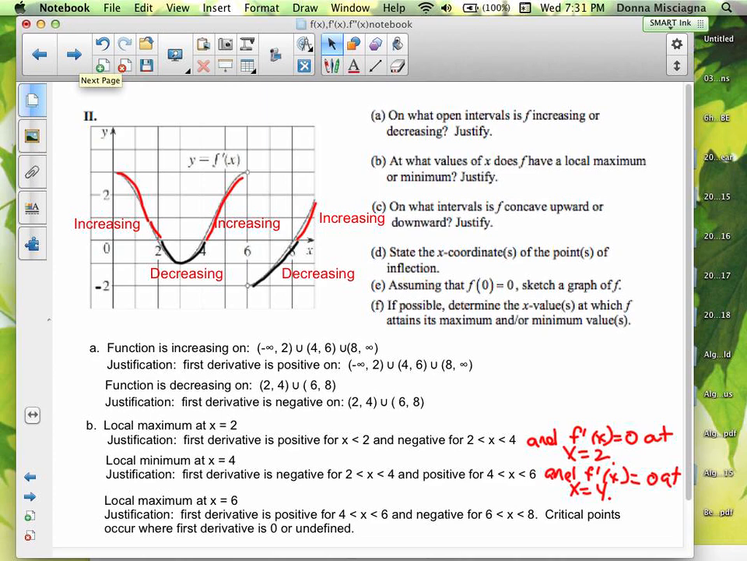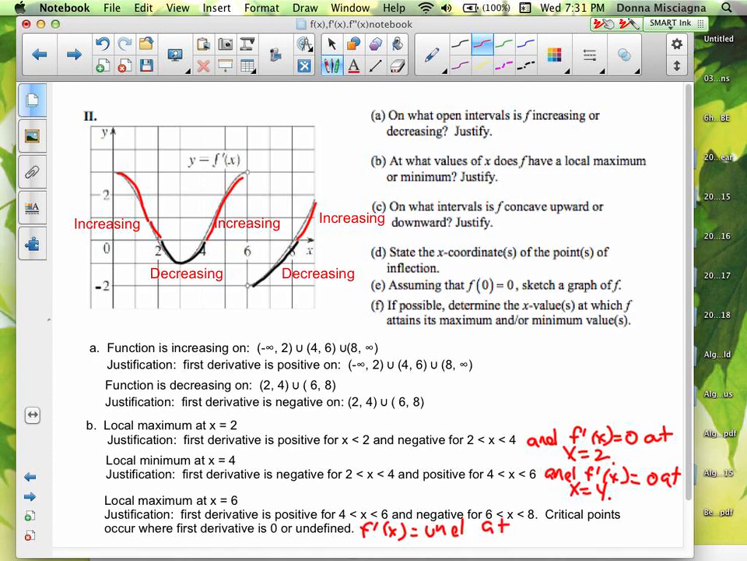We have a local maximum at x equals 6. The first derivative is positive between 4 and 6, negative between 6 and 8. Critical points occur where the first derivative is 0 or undefined. So here, f prime of x is undefined at x equals 6.